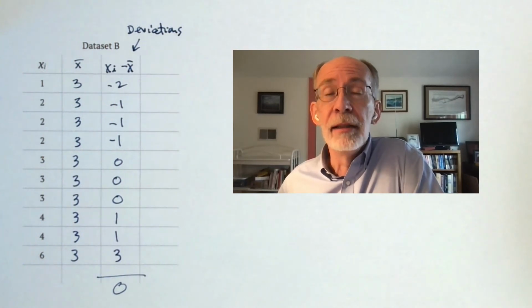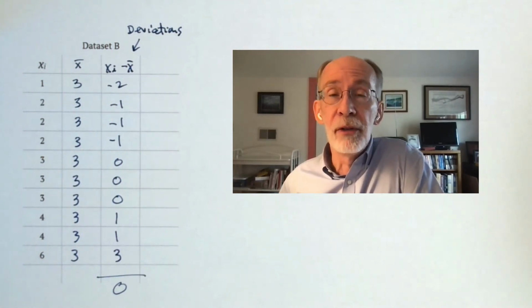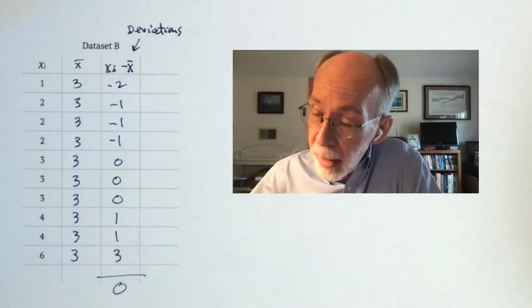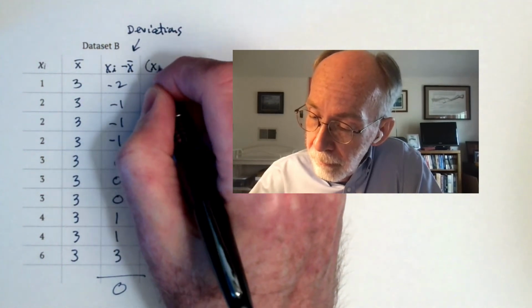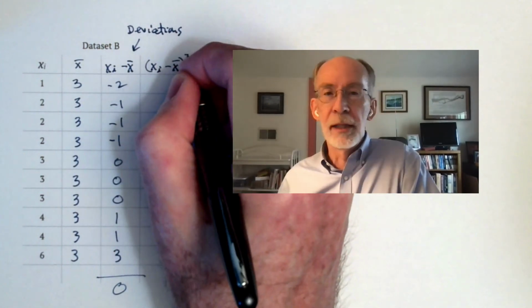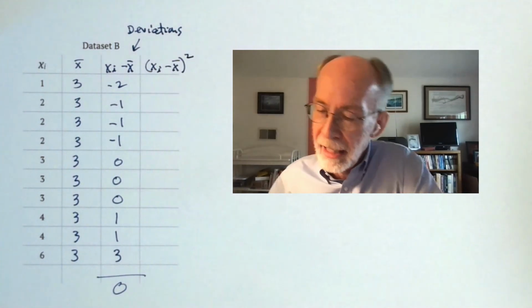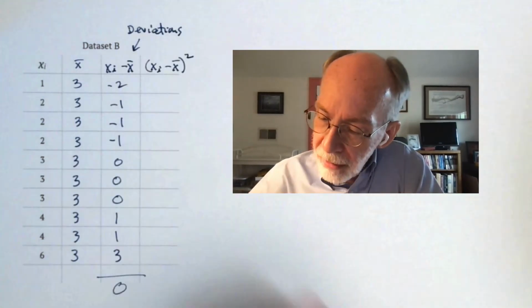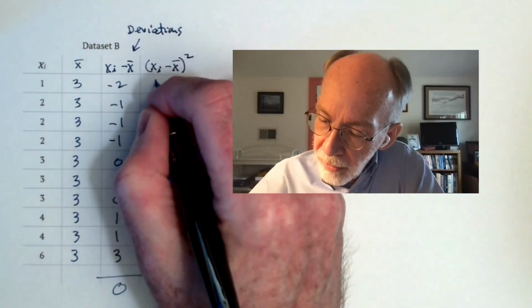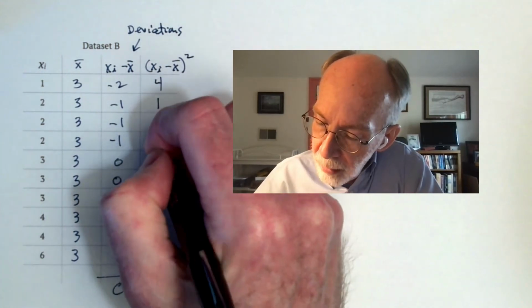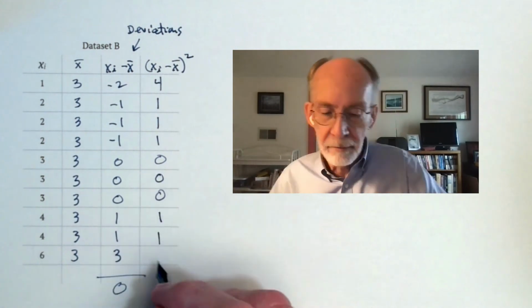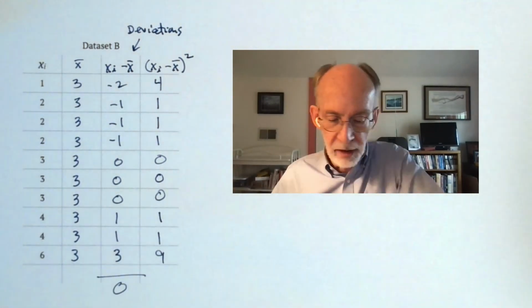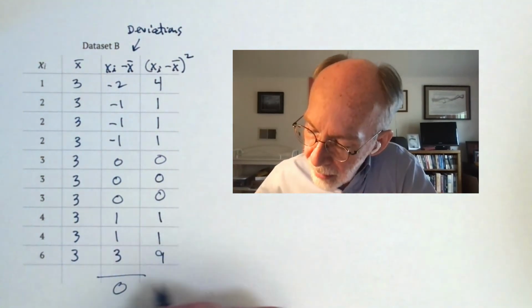The thing that is done, and we're not going to explore the reasons in this video, it's a little bit beyond us right now, but the thing that is done is that you take the squares of the deviations. And they're just called the squared deviations. And so I run down this third column and I square everything. So I've got a 4, I've got some 1s, I've got some 0s, I've got some 1s, and I've got a 9. And when I do all of that arithmetic, I get a sum of 18.